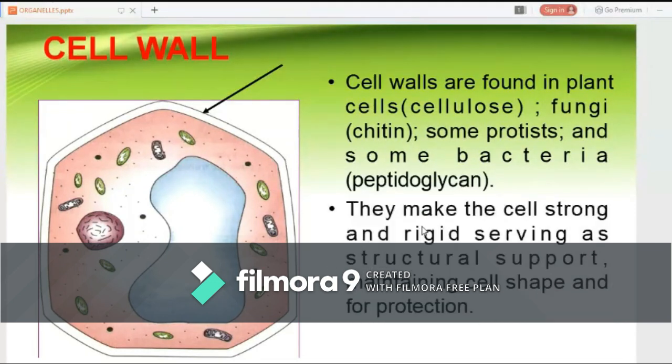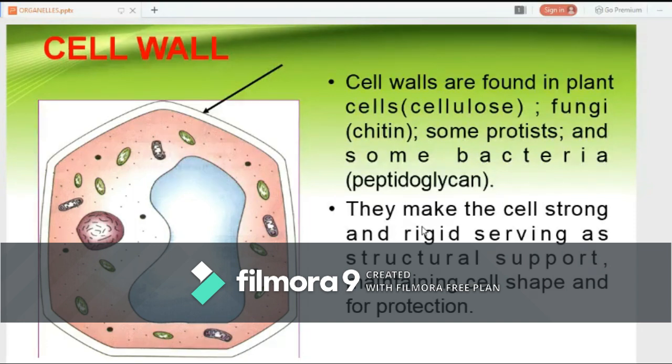Fungal and protist cells also have cell walls, while the chief component of prokaryotic cell walls is peptidoglycan. The major organic molecule in the plant cell wall is cellulose. It is a polysaccharide made up of glucose units.